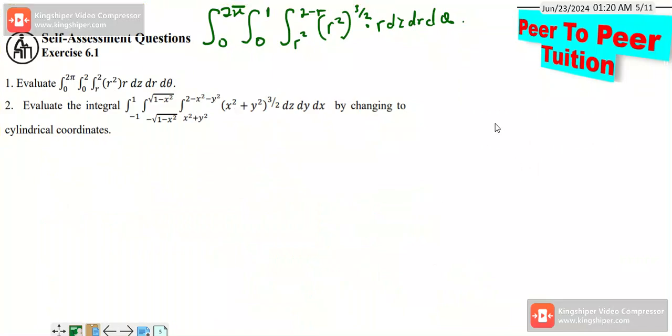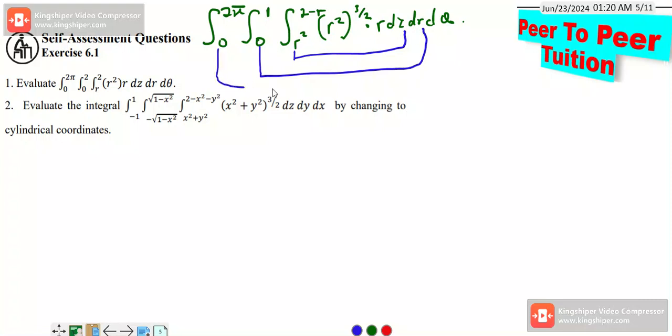To integrate this one, we are going to integrate this first, then followed by this, then the last one is going to be this. So let us start.